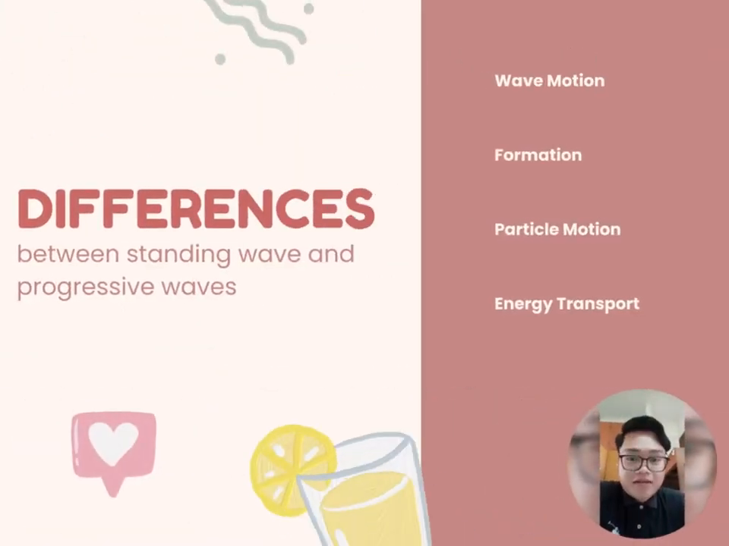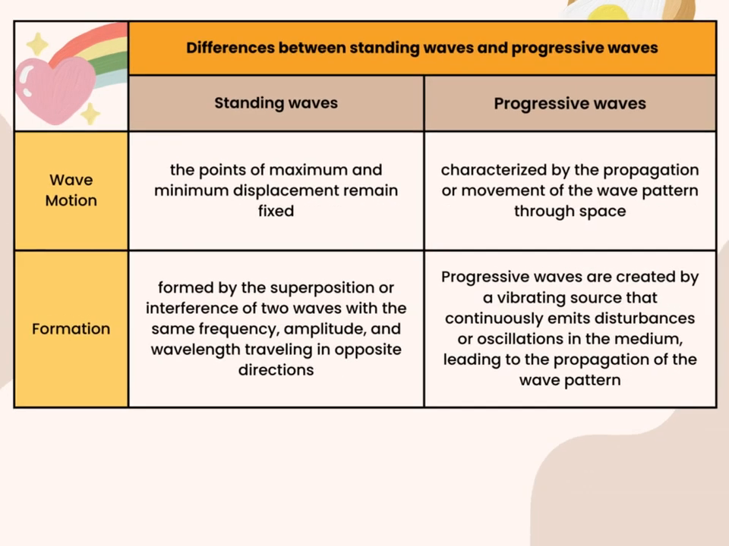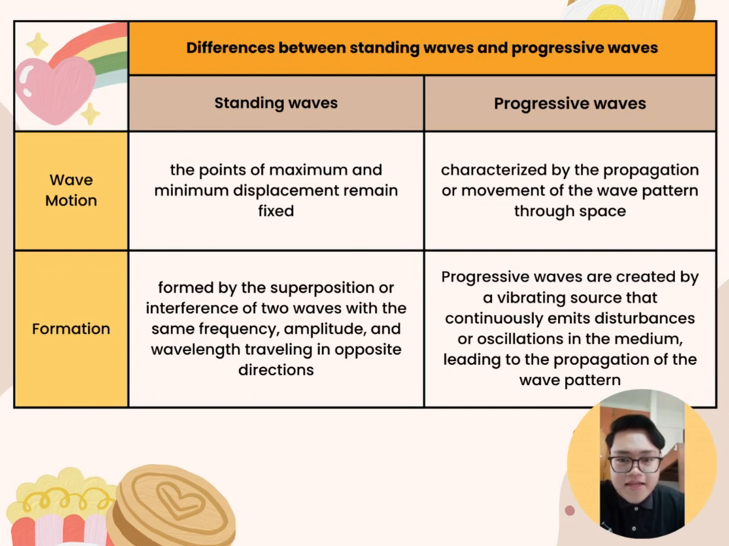Standing waves and progressive waves are two distinct types of wave patterns with different characteristics. Here are the key differences between them. Wave motion. In a standing wave, the wave pattern appears stationary or standing because the points of maximum and minimum displacement remain fixed. The wave does not propagate or travel through space, while progressive waves are characterized by the propagation or movement of the wave pattern through space. The wave transfers energy from one point to another as it travels.